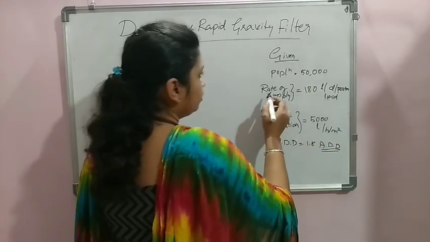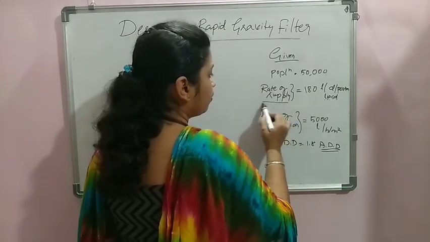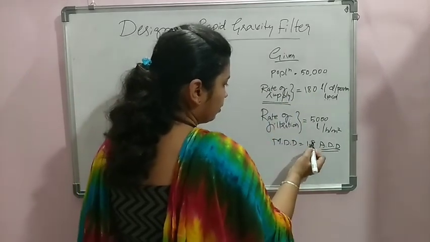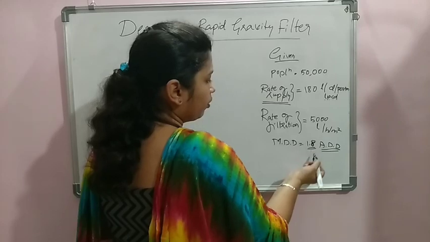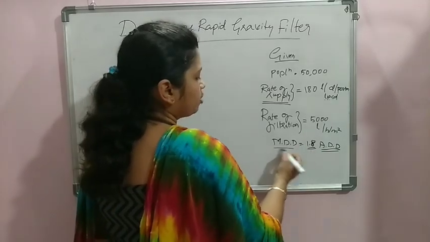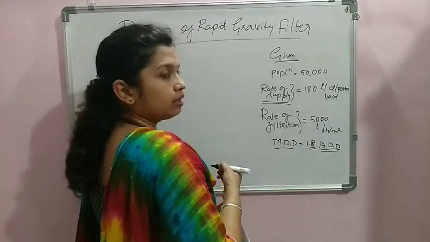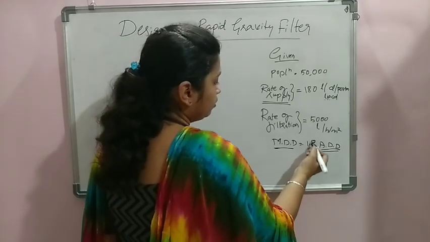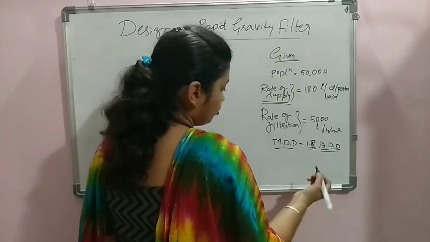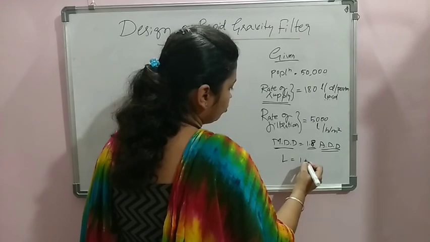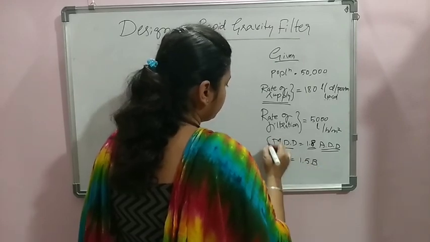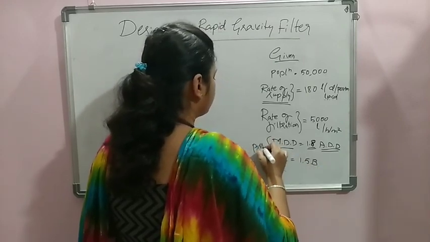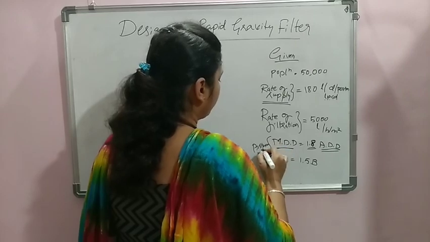So by considering the demand, what they have given is the average daily demand. We will be multiplying it with the factor of safety 1.8 and converting it into maximum daily demand, and then we will be using it in the problem. And the length and breadth relation they have not given. Let us take length is equal to 1.5 times the breadth.